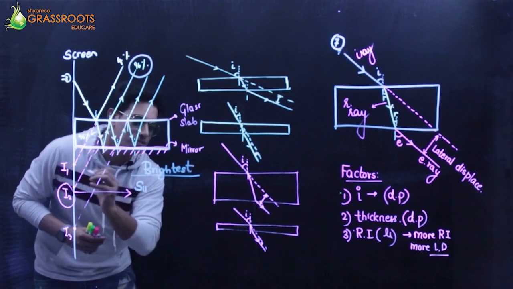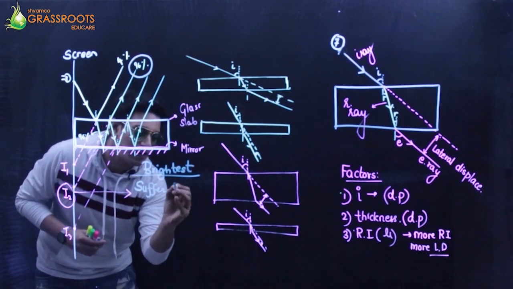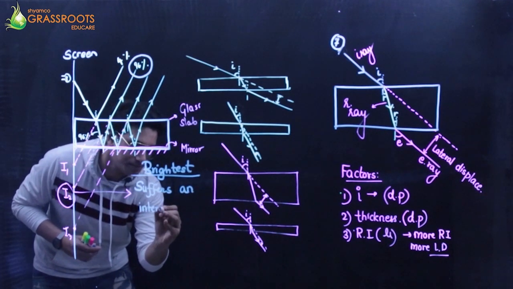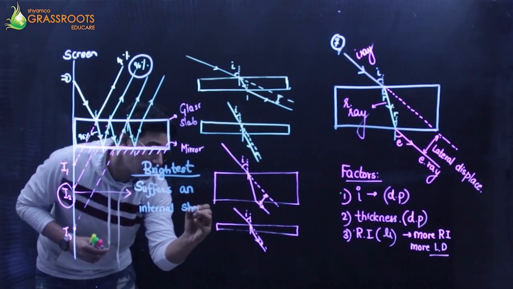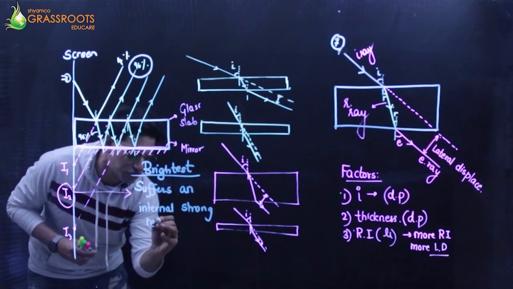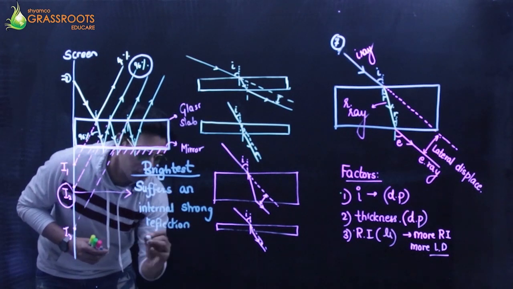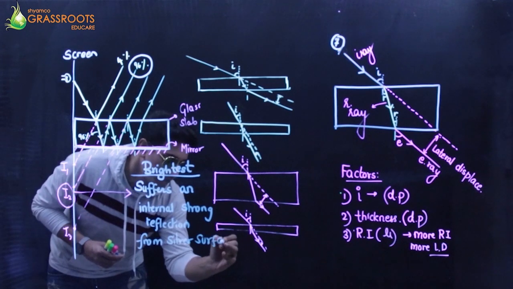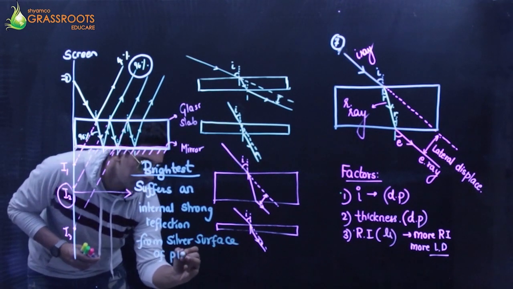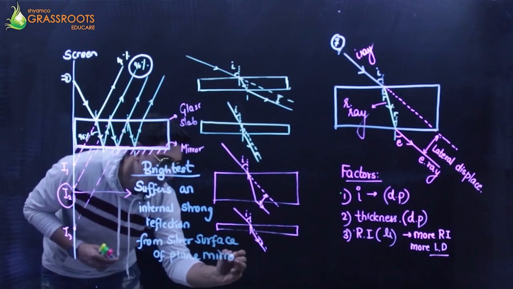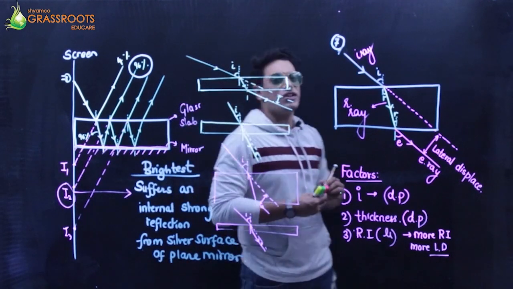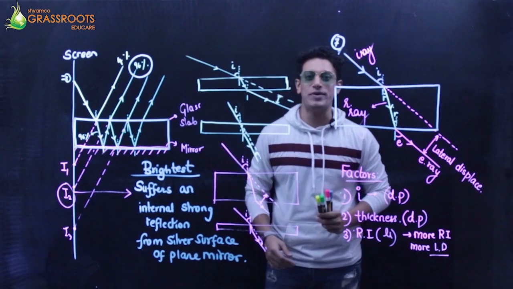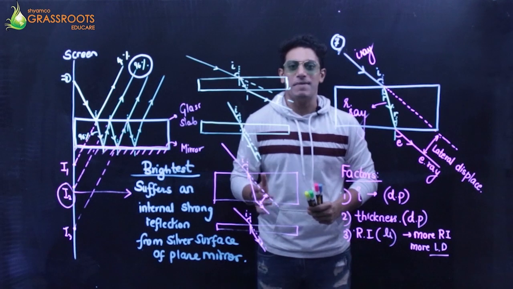Why is it the brightest? Because the ray of light suffers a strong internal reflection from the silver surface of a plane mirror. And because of that, it suffers a strong internal reflection. Thus, the second image is stated to be the brightest of all the images.